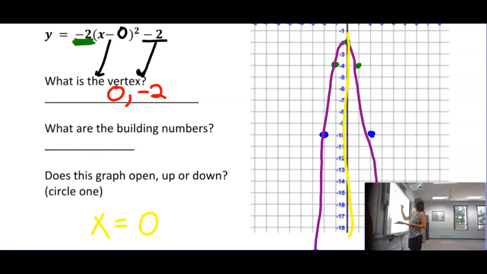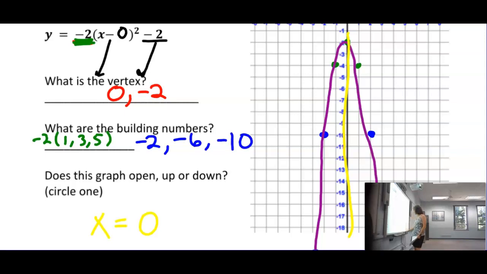So negative 2 times my 1, 3, 5, because that's my always building numbers, right? Except for when there's a number in front. So my new building numbers are going to be negative 2, negative 6, negative 2 times 5 is negative 10. So from my vertex, which I graphed at 0, 2, I'm going to go over 1, down 2. Because it's negative, I'm going to go down 2. Over 1 from there, down 6. Over 1 from there, down 10, and so on.